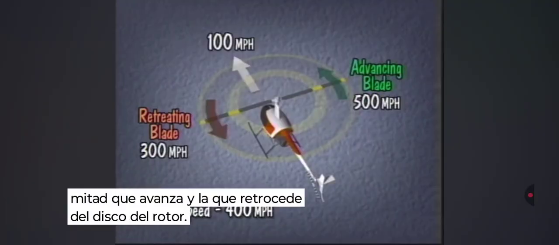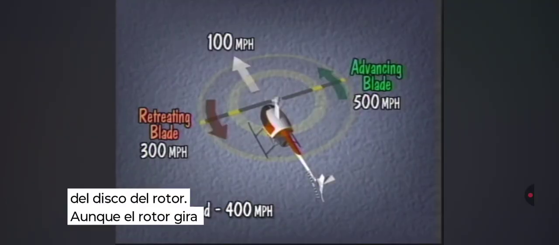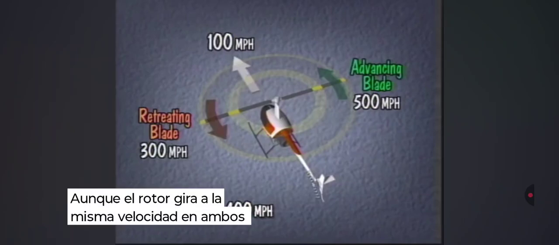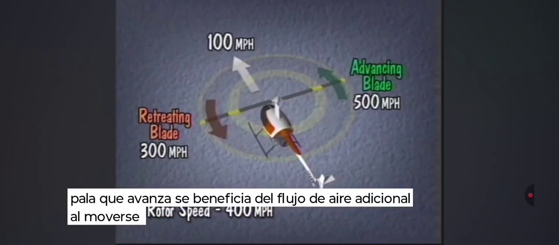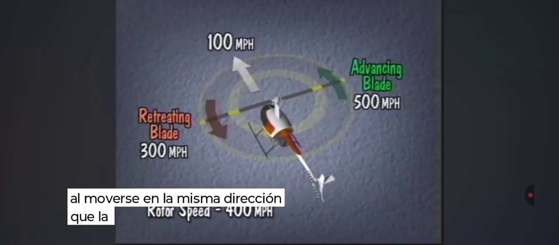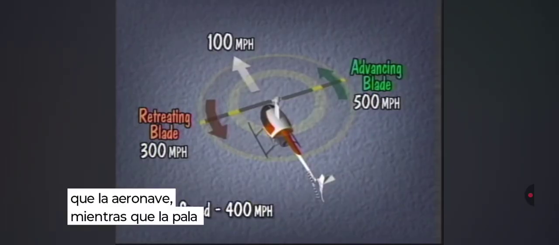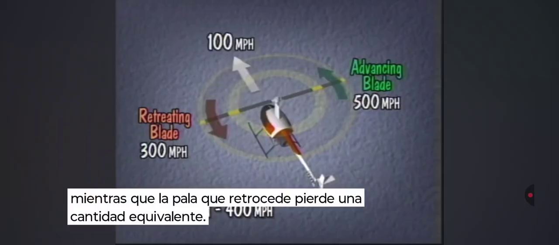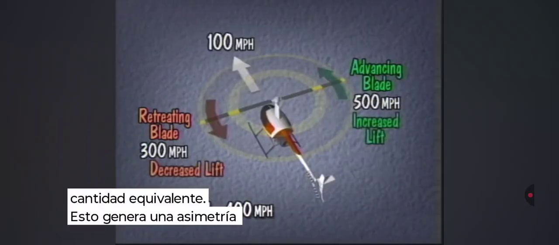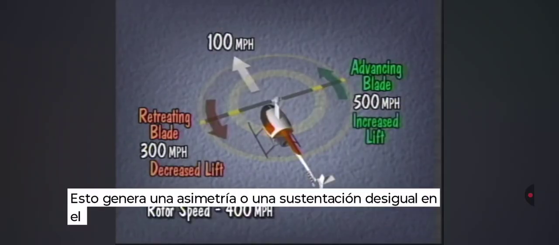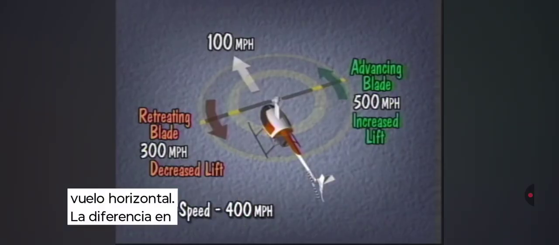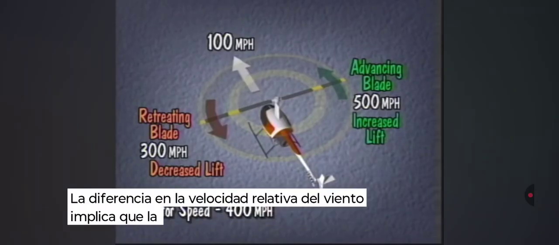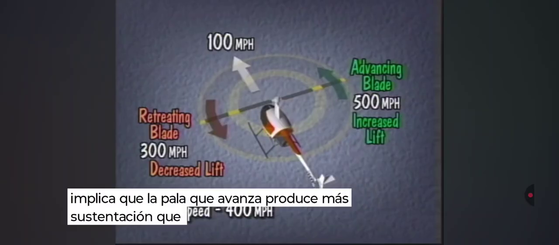Even though the rotor is turning at the same speed on both sides, the advancing blade benefits from the extra airflow gained from moving in the same direction as the aircraft, while the retreating blade loses an equal amount. Thus, a dissymmetry or unequal lift across the rotor disc occurs in horizontal flight. The difference in relative wind speed means the advancing blade produces more lift than the retreating blade.